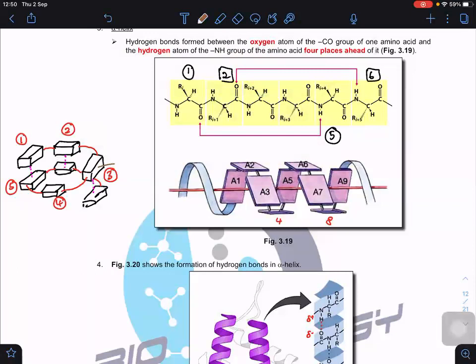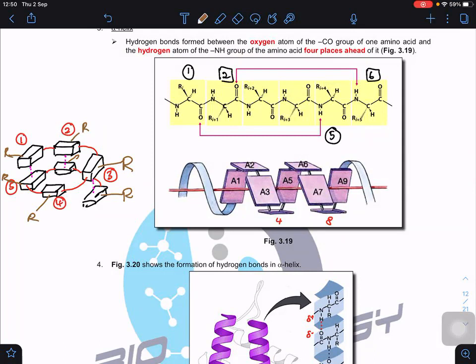The R groups are projected sideways. R group, R group, R group, projected sideways. So therefore, they are not involved. Can you see that? The R groups are not involved in the formation of the hydrogen bond. So it's something like a cylinder. The R groups are actually projected sideways.